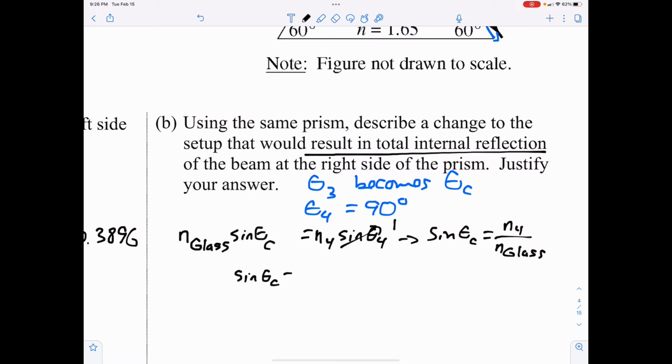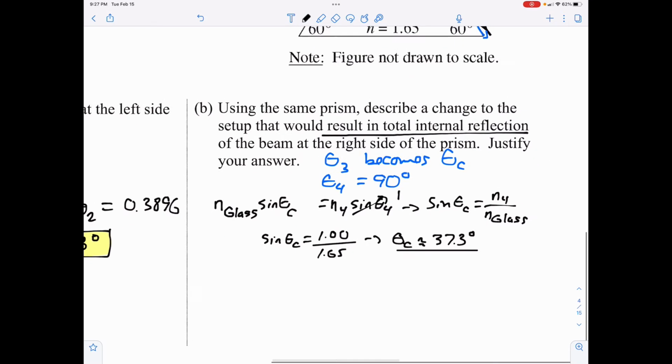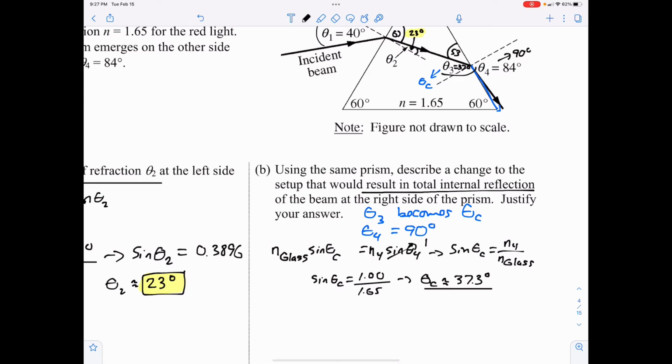So sine of theta c would be 1, because you're going into air again, divided by 1.65. And then you take the arc sine of that. So 1 divided by 1.65 is about 0.606. Take the arc sine of that, and we're looking at roughly 37.3 degrees for the critical angle. That has to be the incident angle. Now, if you look, the angle is already 37 degrees. So you see you have to increase it just a little bit more in order for that to happen.